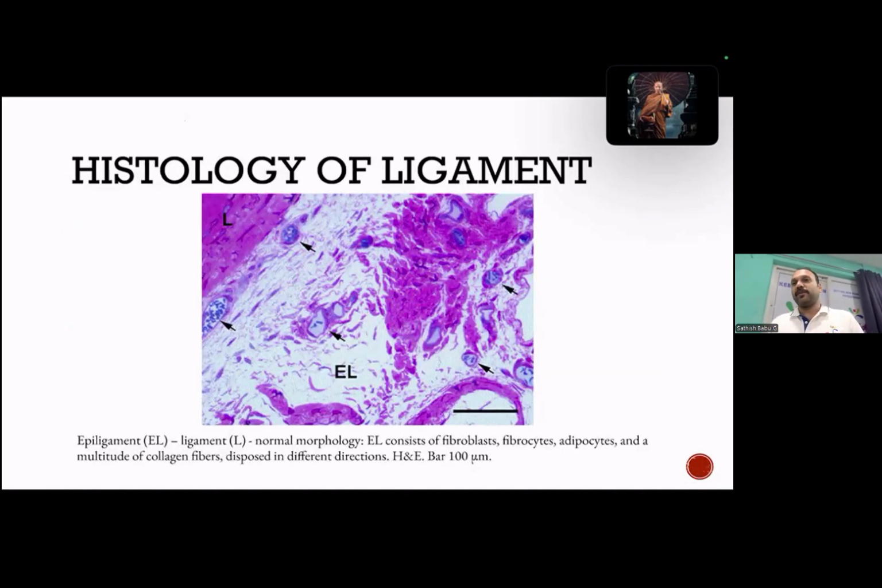So, histology of the ligament. When you see this, L is the ligament, EL stands for the epiligament. This is a normal morphology, a very normal ligament over here.